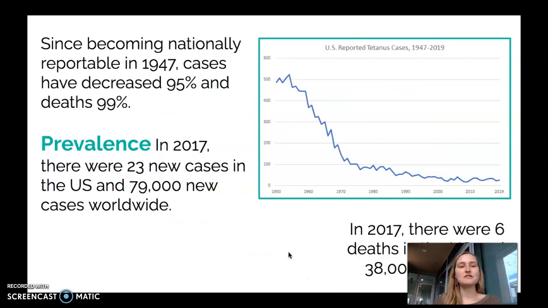Since becoming nationally reportable in 1947, cases have decreased 95% and deaths 99%. This just goes to show you how when you have a good system in place of vaccines and treatments, you can really cut down on the terrible effects of a disease. In 2017, there were only 23 new cases in the US and 79,000 new cases worldwide. Of those, only six deaths occurred in the US and 38,000 occurred worldwide. So you can see that is actually still a very high rate of fatality, but we have been able to knock those down quite a bit.